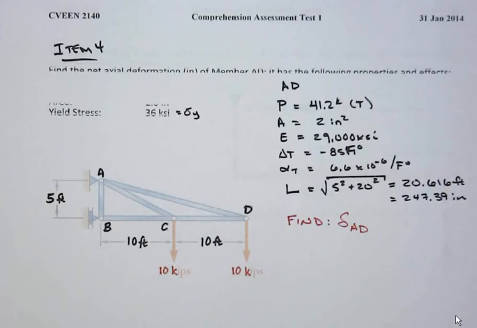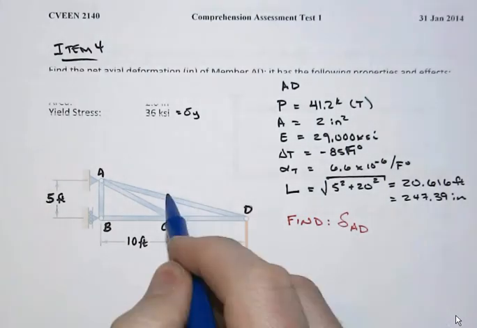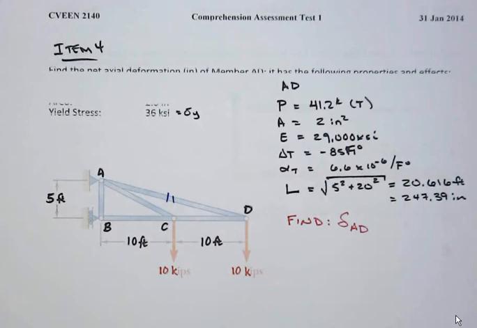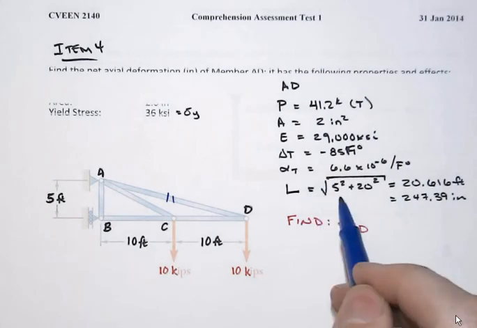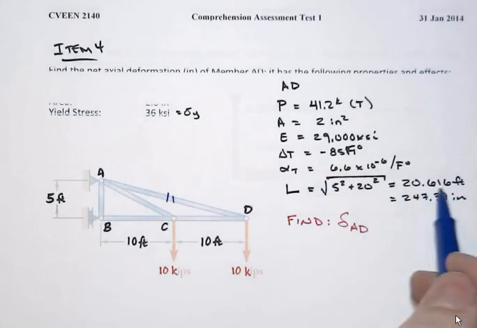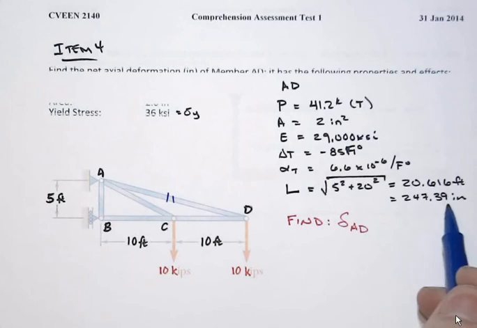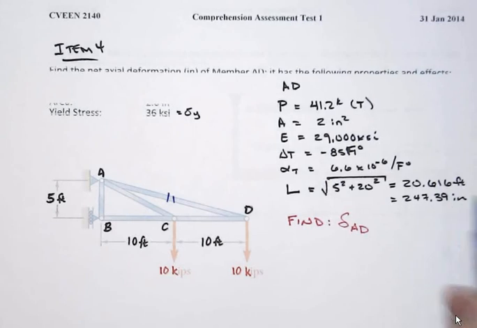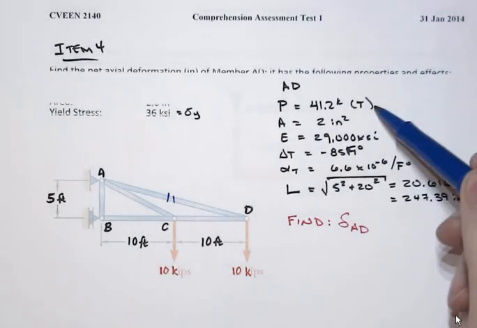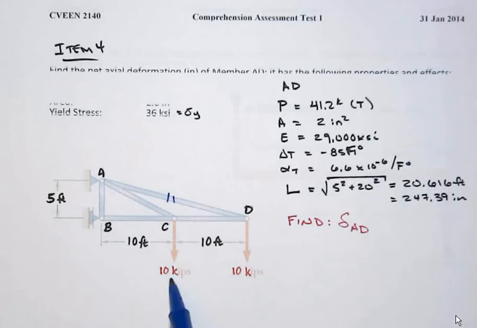In item 4, we're given a truss, and all we want to find is the net axial deformation of member AD. This member turns out to be 20.616 feet long, or 247.39 inches. It is subject to an axial load in tension that develops in response to these two externally applied forces to the truss of 10 kips and 10 kips at joints C and D.